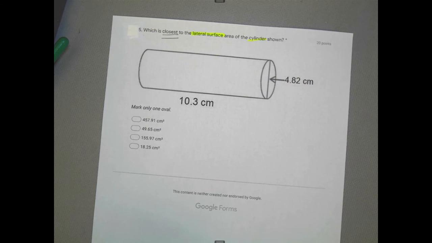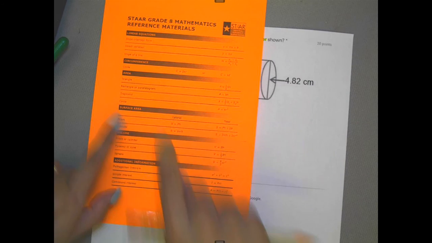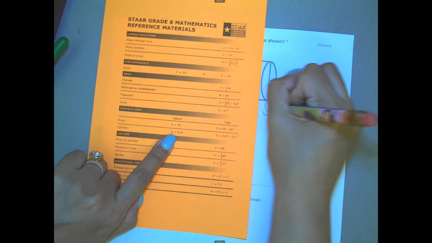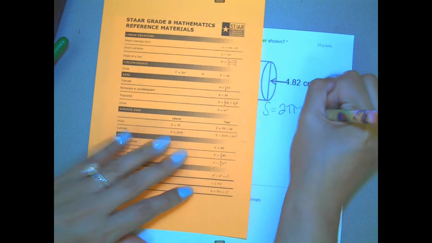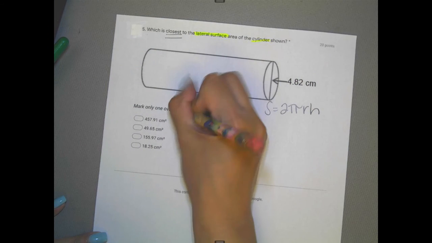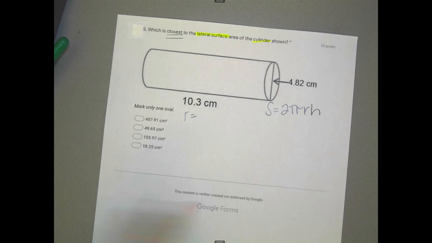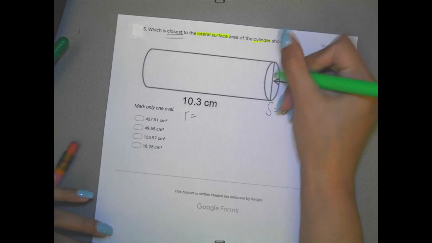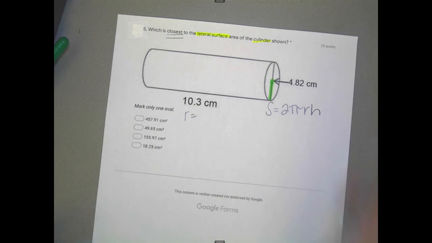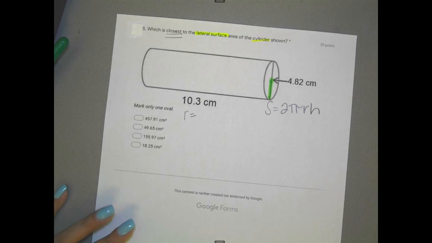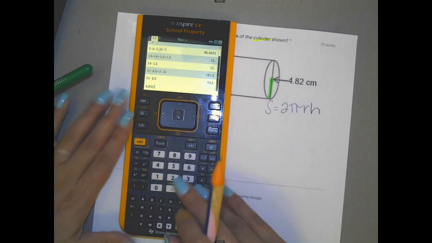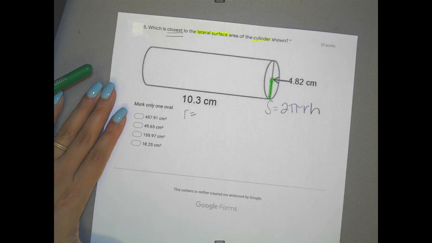Okay. So I am going to need my formula chart again. Surface area, lateral, and my shape is a cylinder. So S equals 2 pi RH. Okay. That means I'm going to need my radius. And on this cylinder, I have my diameter. And I know that radius is only halfway across. So to get my radius, I'm going to take 4.82, which is my diameter, and divide it by 2, and I'll get 2.41 as my radius.